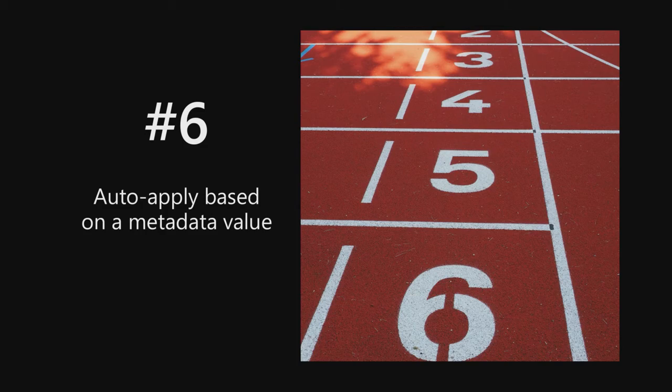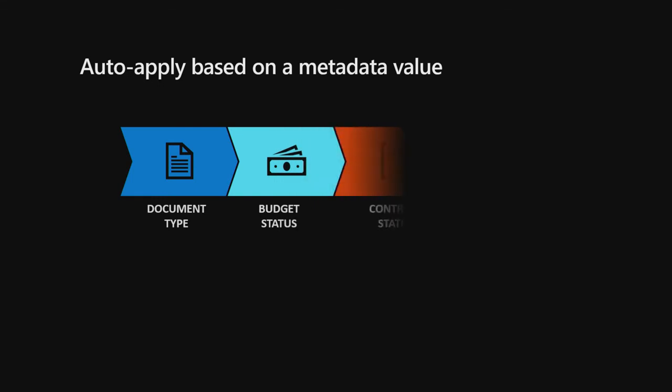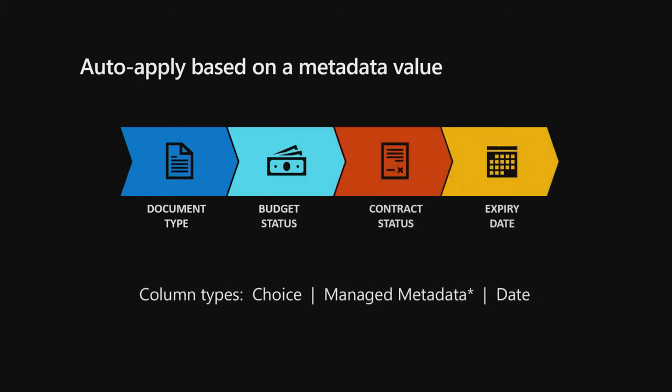Number 6, auto-apply based on a metadata value. Here again is where you can leverage the information architecture you have defined across your environment. Typical places where I see this being of benefit is pretty much any kind of status or an expiry date. This is instead of the more advanced event-driven retention, so you could associate it with an expiry date. Through my testing, column types of choice, managed metadata only when it's published through a content type hub at the moment, or date can be used in one of these keyword conditions.